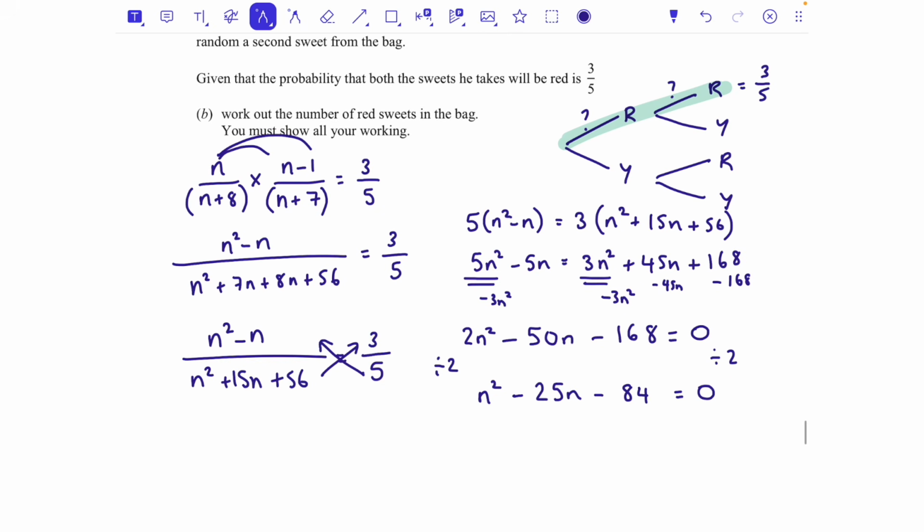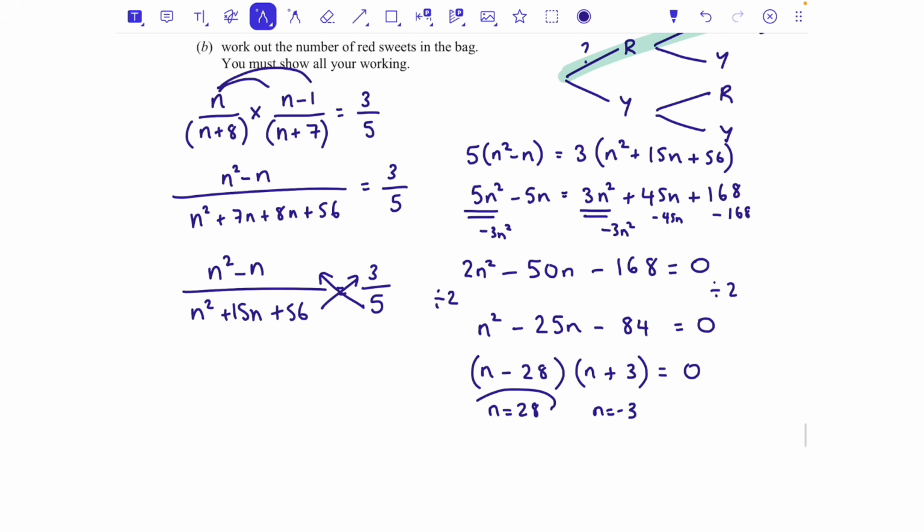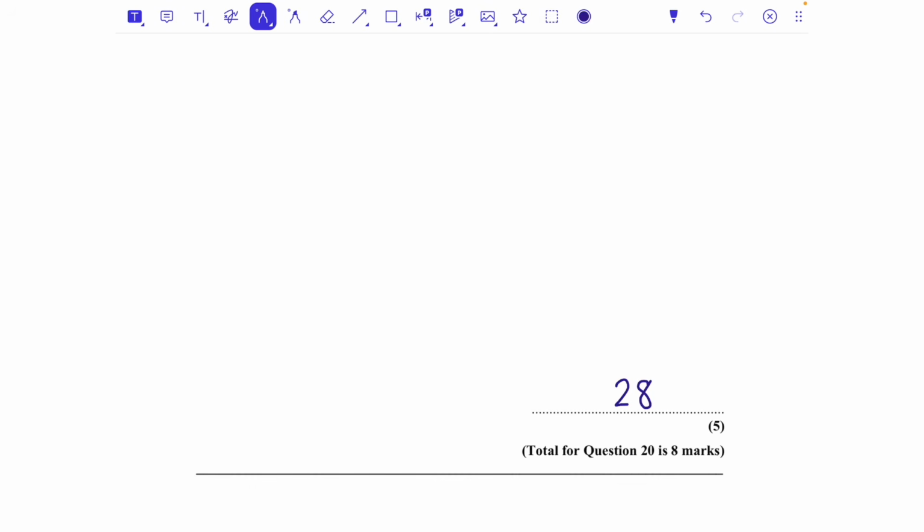Now, does that factorise? Yes, it does. So I've got n minus 28, n add 3, equals 0. And that's going to give us 2 solutions. Either n equals 28 or n equals minus 3. Does it make sense to have a negative number of red sweets here? No, it does not. So we're going to go with n equals 28. That's the number of red sweets in the bag. So 28 on the answer line would be your answer there.